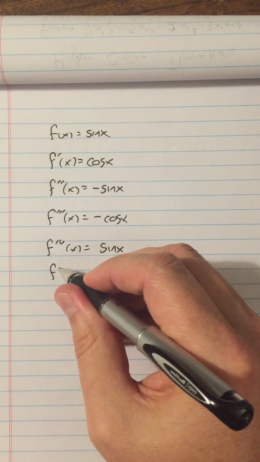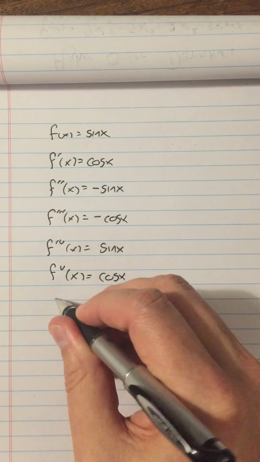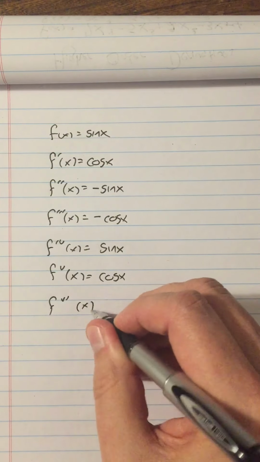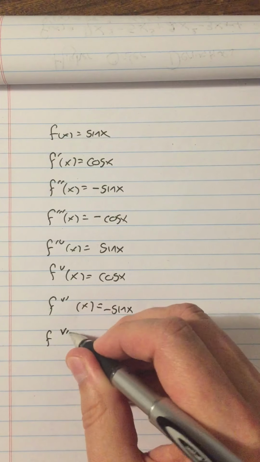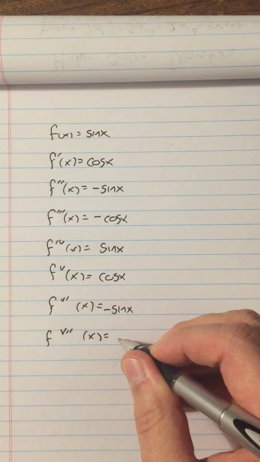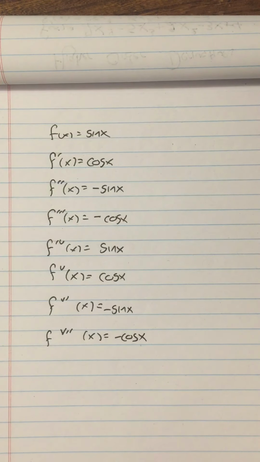The fifth derivative is cosine of x. And so you can see it's cyclical, right? So you're just going to keep going in circles. Negative sine x. The seventh derivative is back to negative cosine x. All right, so that one's just going to go in circles.